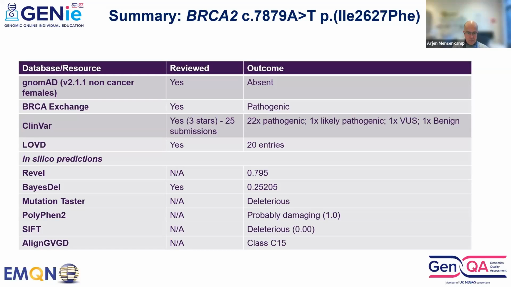ClinVar reports it 222 times as a pathogenic variant, and once as a likely pathogenic variant, once as a VUS, and even 1 time as a benign variant. Also present in LOVD, and in silico predictions are given below. REVEL is high. BayesDel is indicated now also because BayesDel is part of the ENIGMA guidelines. MutationTaster, PolyPhen, etc. all have been indicated here. Next slide, please.